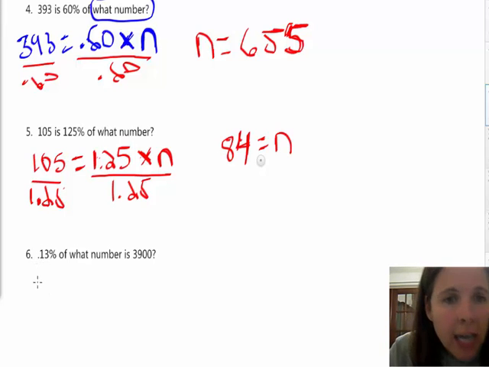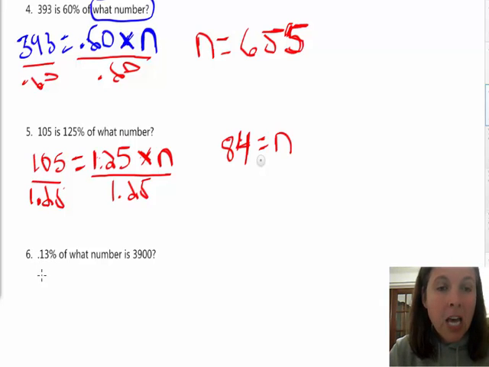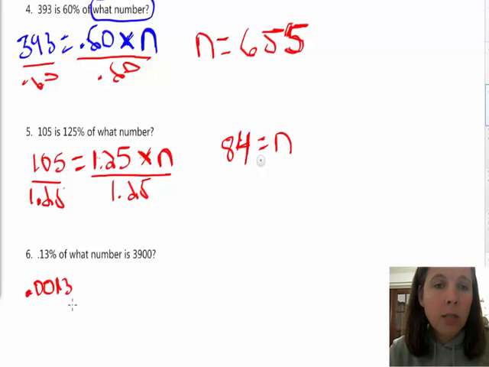So if we move down here, it says 0.13%. That's a little tricky. We still have to move this decimal to the left 2 places to get rid of the percentage. So 0.0013 of, so times what number is, so equals 3,900. So this is going to be a big number.